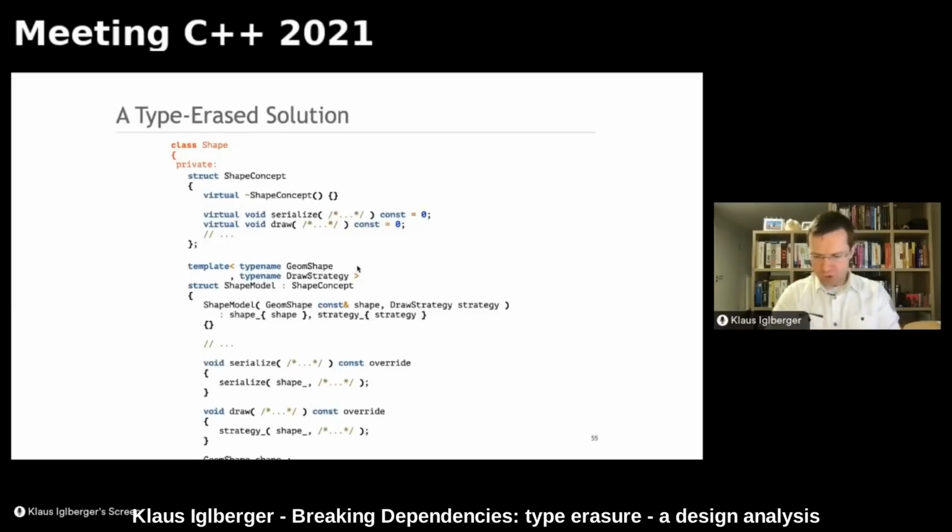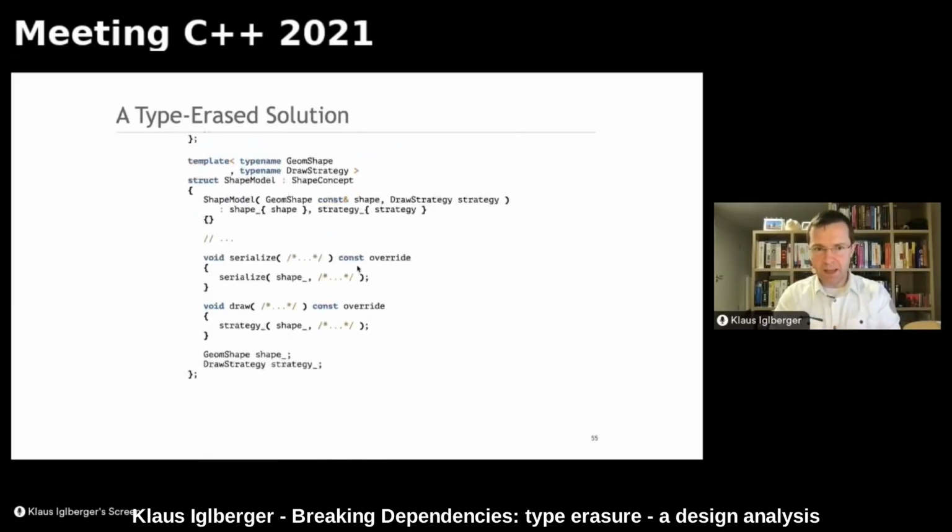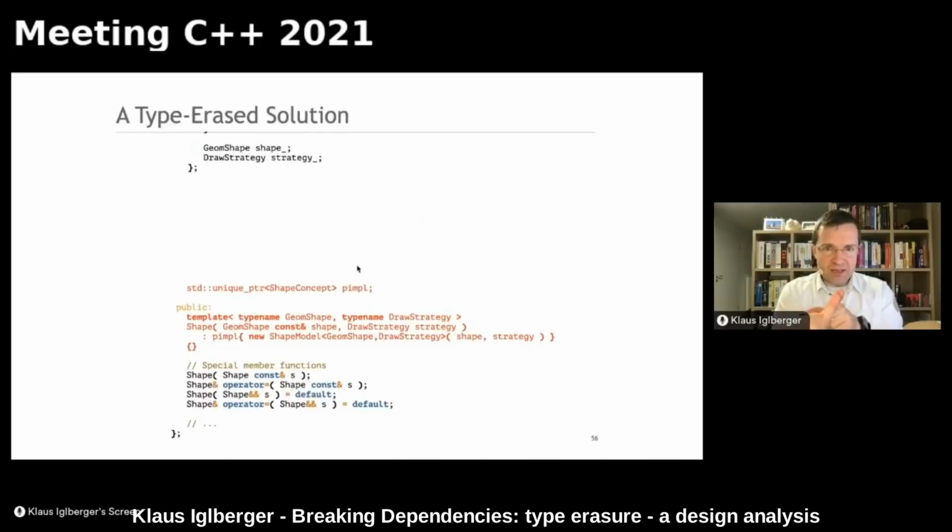Now, what does that shape do with these two things? Well, in the public section of that class, I now introduce a templated constructor. A templated constructor that takes any kind of geometry, a circle, a square, a rectangle, whatever, and any type of draw strategy. That can be a lambda. And note it, it's not a pointer to base. It's any type that you can use in a specific way.